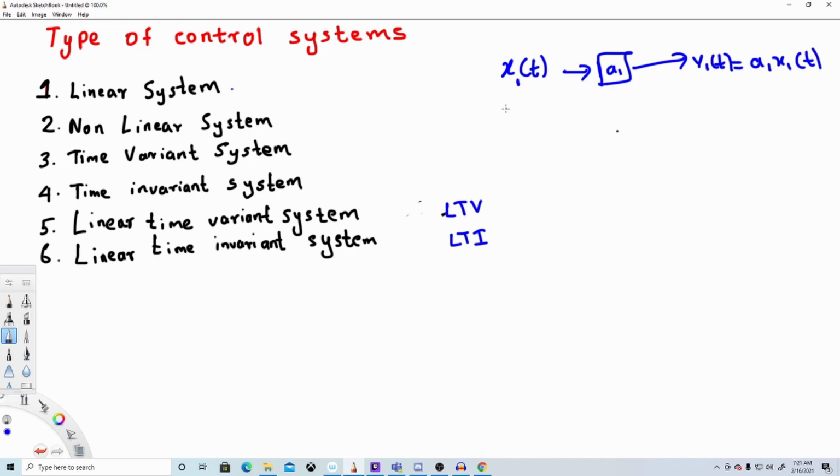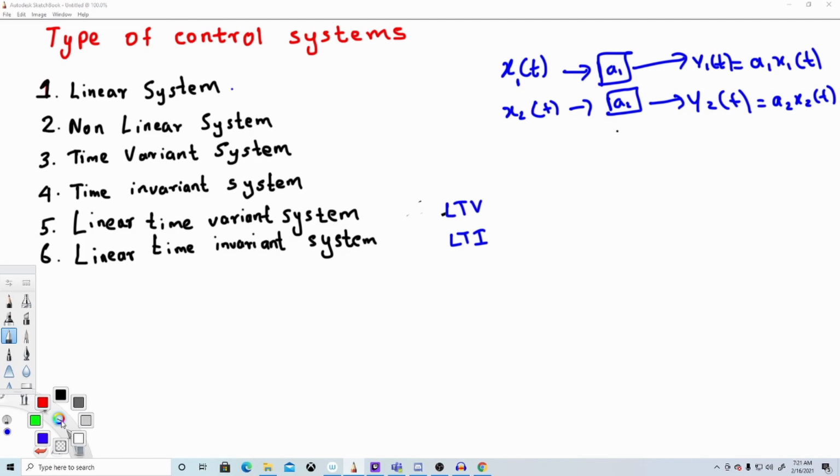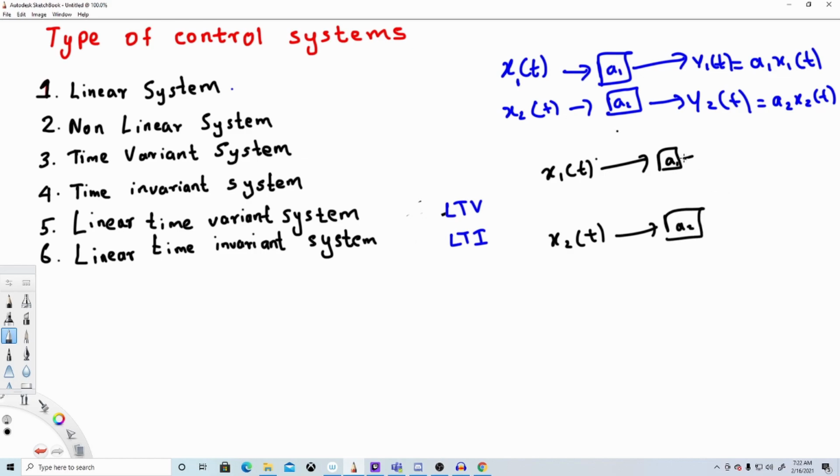Now let's say we have another signal x2 of t that's going through A2, and then we are getting y2 of t. So we are getting the output as A2 x2 of t. Now what we are going to do is put an adder for this. So I'm going to use a different color. Okay, let's use black here. I'm putting these two signals together, x1 of t and then x2 of t, through A1 and then A2, and then we put an adder.